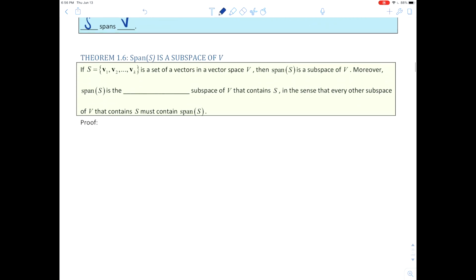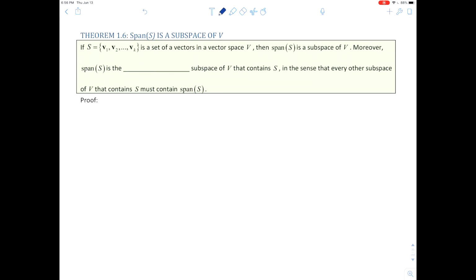Okay, next up we have this theorem. It turns out that the span of S is a subspace of the vector space V. So what were the rules for showing something is a subspace? Beautiful. You need to have a non-empty subset of your space V, and you need to show closure under addition and scalar multiplication. Cool?